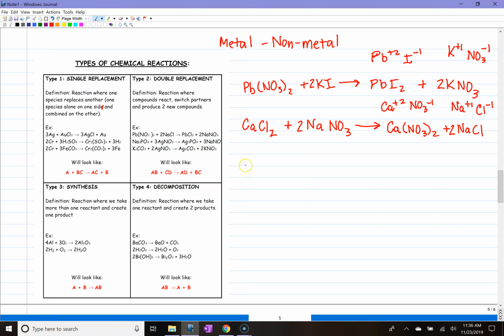Another example would be aluminum oxide plus potassium chloride.